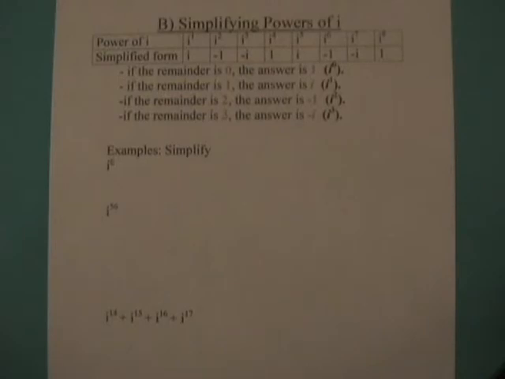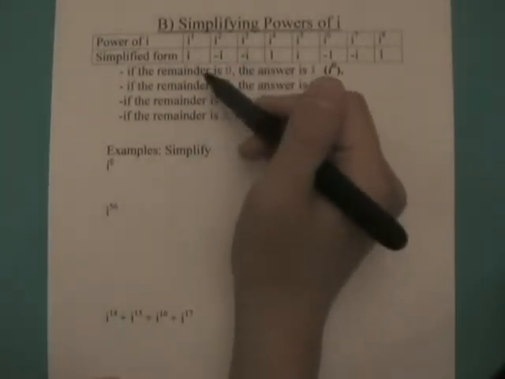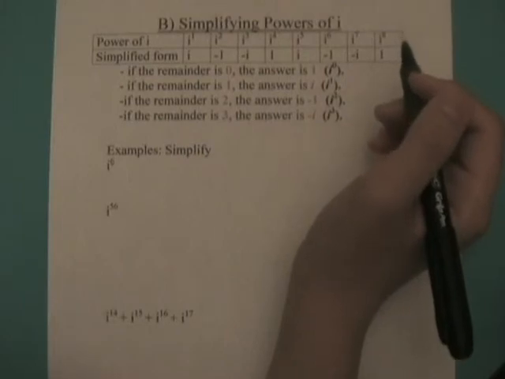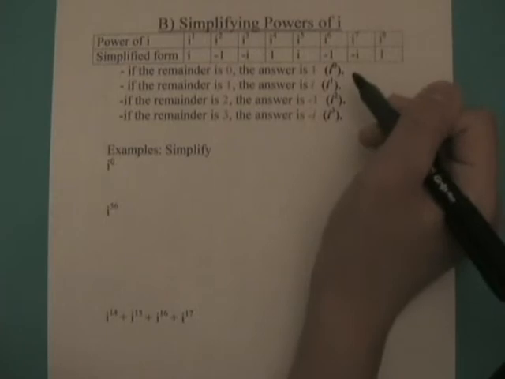Next, we'll do simplifying powers of i. So i to the first is just i, i to the second equals negative 1, i to the third equals negative i, and i to the fourth equals 1. But what if we get to higher exponents? Then we can divide it by 4, and if the remainder is 0, then the answer is just i to the 0 or i to the fourth, which is just 1.